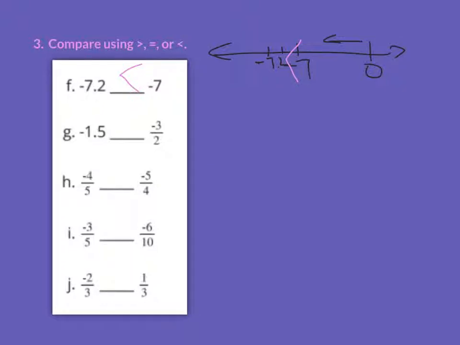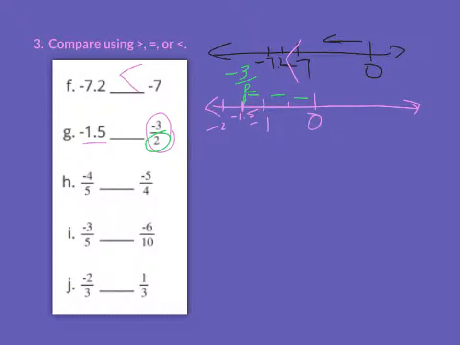So there we go. Next, I've got negative 1.5 and negative 3/2. I'm going to put my 0 in the middle, and now I've got negative 1.5. So if I said this was a half, and this is negative 1, and this is negative 2, this spot right here would be negative 1.5. Now 3/2, I've got decimals here, but if I looked at this by halves, I've got a half, that's 1/2, that's 2/2, here we are right here, 3/2, negative 3/2. So again, these are the same, so these two are equal to each other.